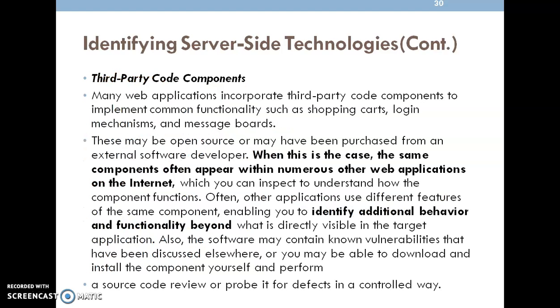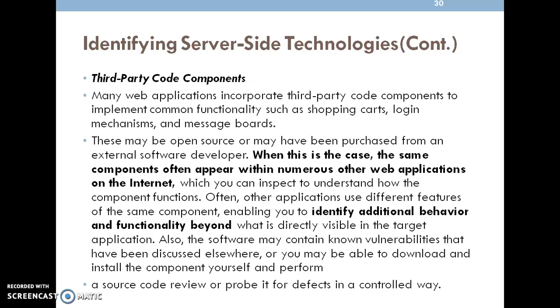Then third party code components. Here the website will not install the software itself, but will make use of third party software to implement functionality like shopping cart, login mechanism, and message boards. They make use of another set of components that are freely available to everyone. Making use of this open source technology, an attacker can identify the behavior of a website, and that makes it an easy target for the attacker to access the data.